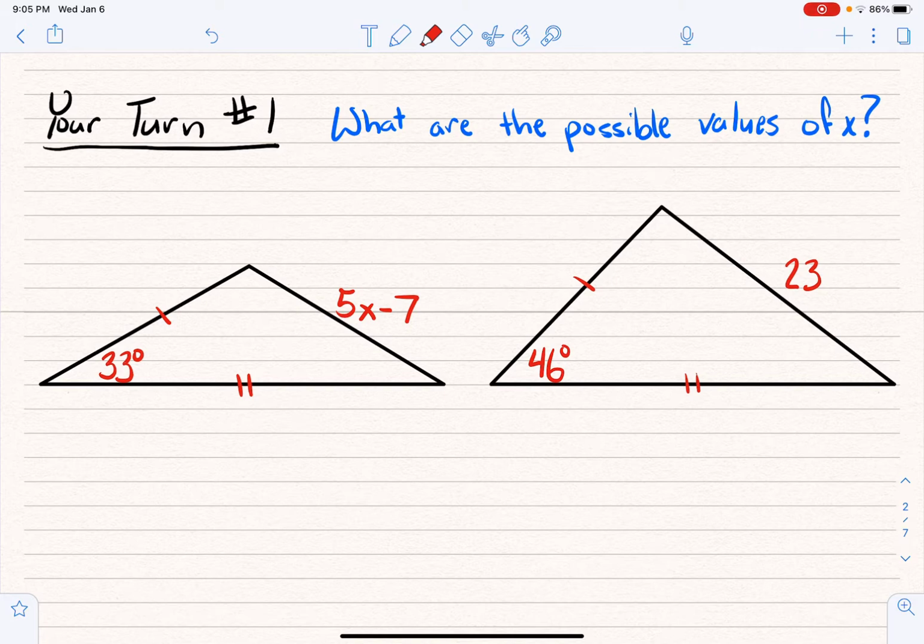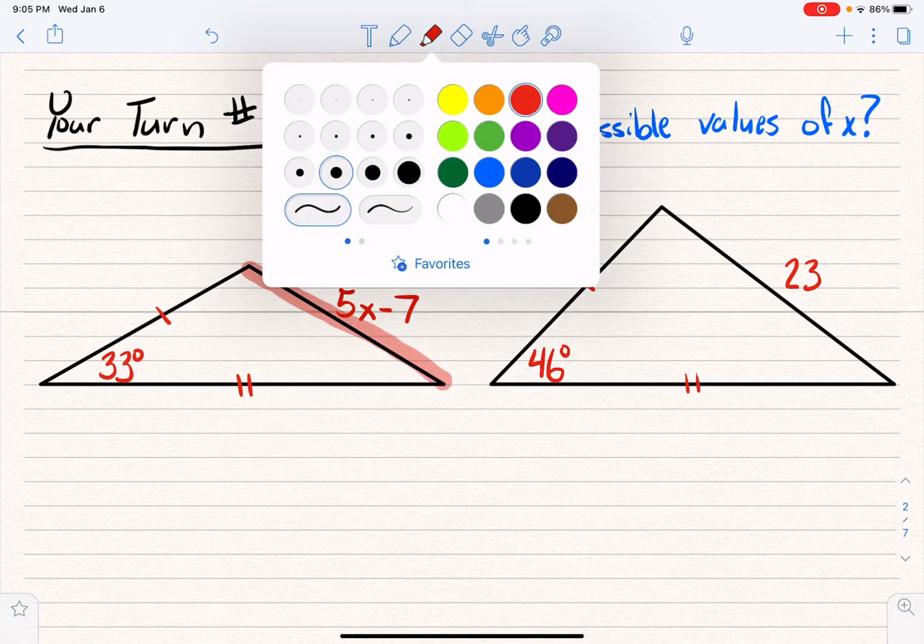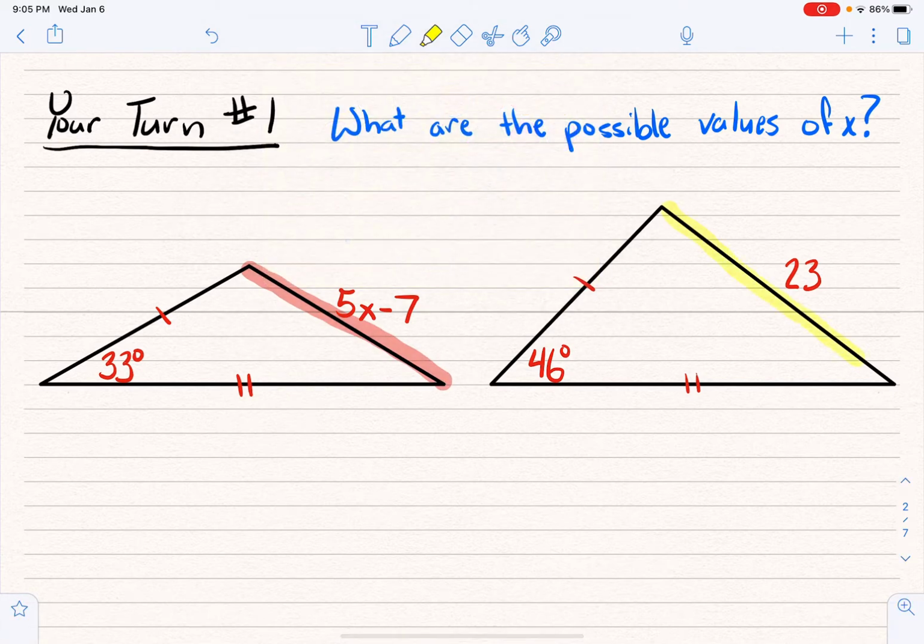Okay, and we're back. Let's see here. So in this picture, I know that this side right here has to be smaller than this side right here. The reason is because I can see this is the same length as this, and this one right here is the same length as this one right here, but this is a larger included angle than this one right here. And so that would mean that 5x minus 7 has to be less than 23.